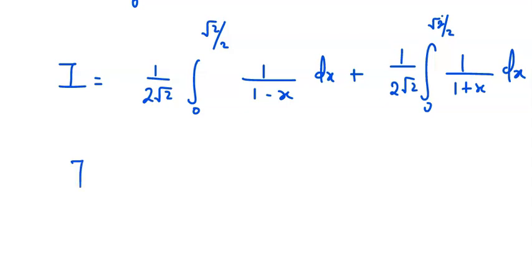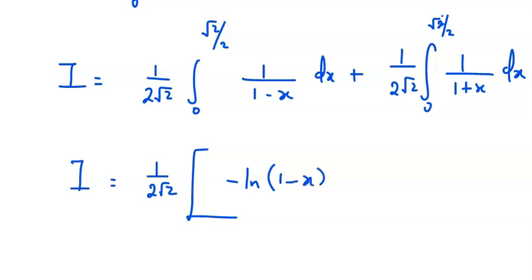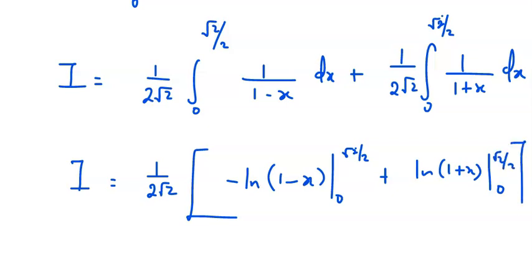So now we have I is equal to 1 over 2 root 2 factored out, right? Then the integral of 1 over 1 minus x will give us negative natural log of 1 minus x, from 0 to root 2 by 2. And here plus, this will be the natural log of 1 plus x from 0 to root 2 by 2.